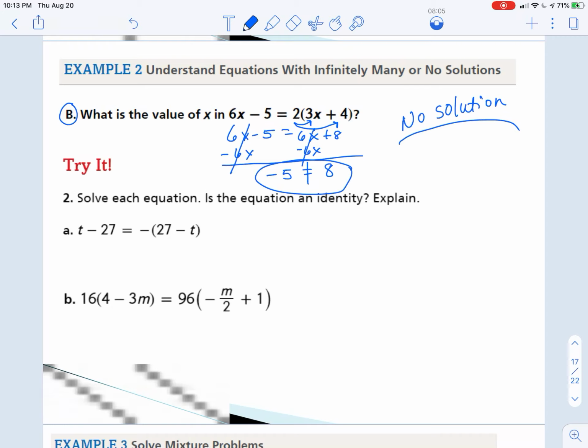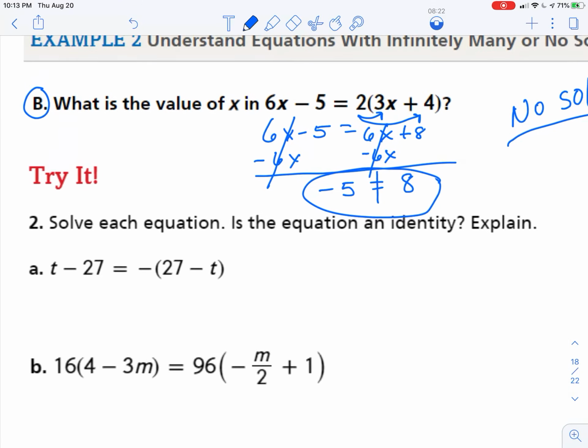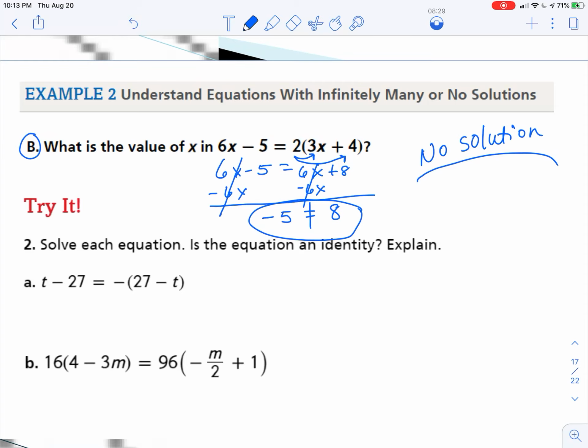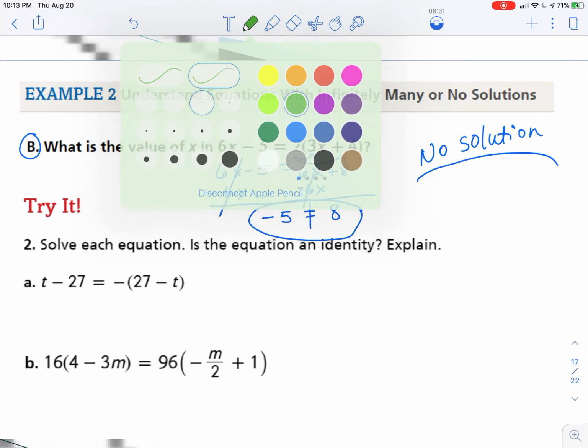Okay, so what I have here is t minus 27 equals negative times the quantity of 27 minus t, or a negative quantity of 27 minus t. I want to kind of point something out to you that we haven't addressed, at least this year. I don't recall if we saw this in pre-algebra last year. We may have. If not, I'm going to teach it to you right now.